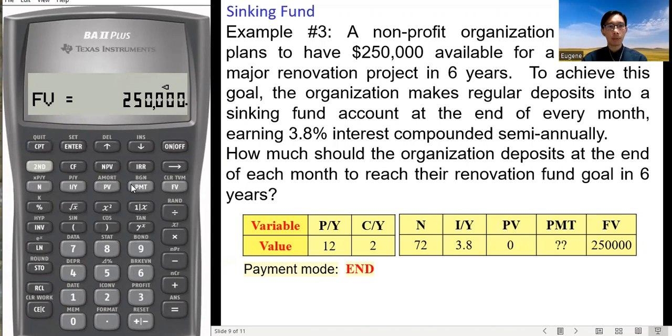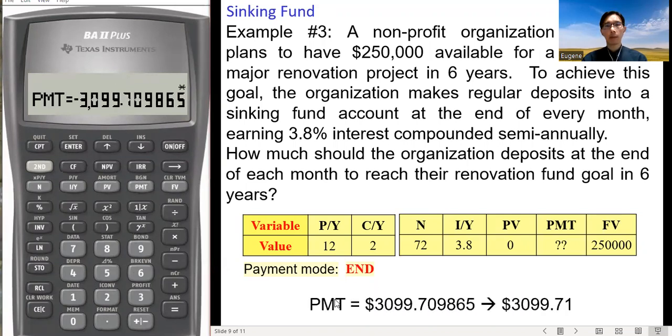Compute PMT and round to 2 decimals. Re-enter this number again, 3099.71, not to forget the negative sign, and then PMT.